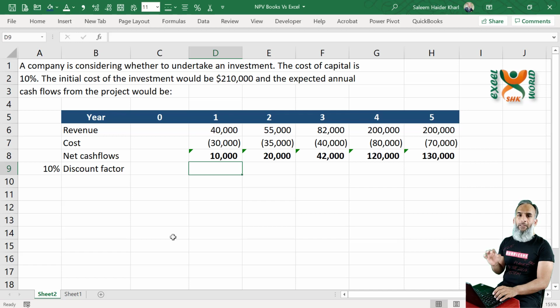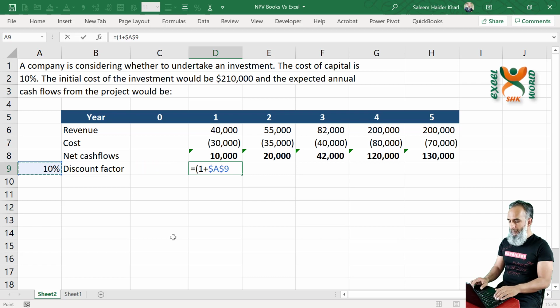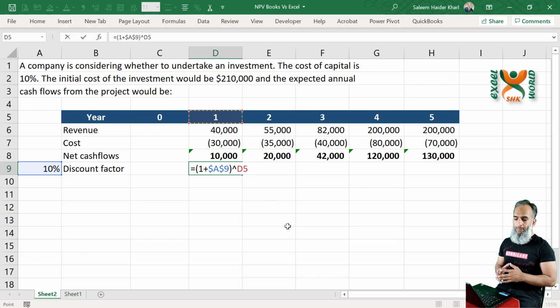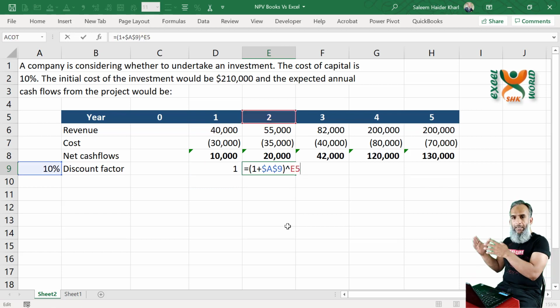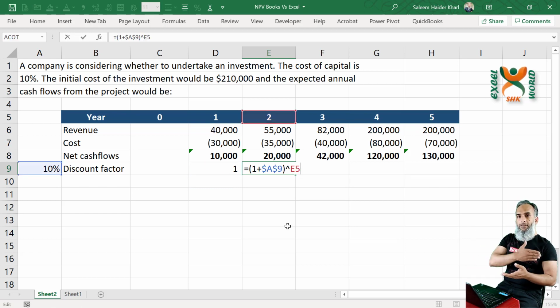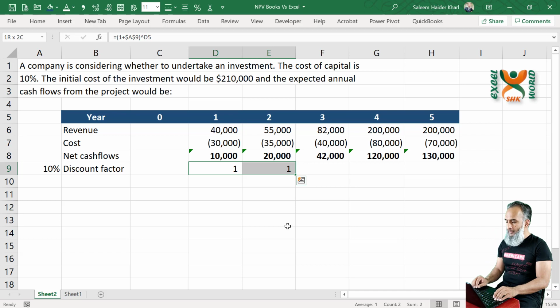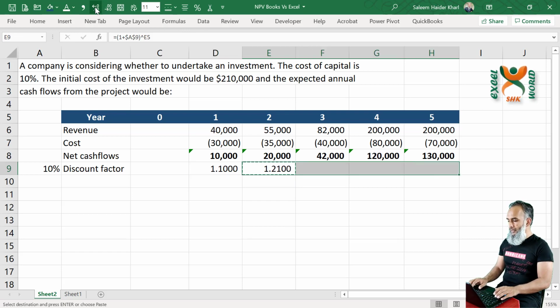So first we have to calculate the discount factor, equal to 1 plus the cost of capital, to the power of the year, because the first year cash flows are to be brought back 1 year back. Now move on to the next one. The second year cash flows are to be brought back 2 years before, so it should have an exponential value of 2. Let us change the format. And now we can copy it to the rest of the cells.